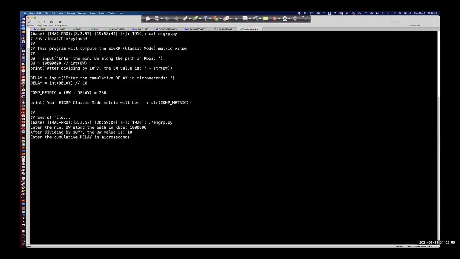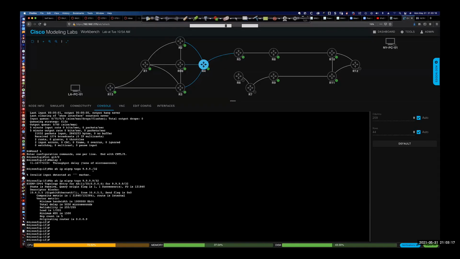And you can see here, after dividing by 10 to the 7, the bandwidth value is 10. And then the cumulative delay in microseconds was 50/50. And what is the value we get? 131840. And that should look very, very familiar, because there it is right there. Now, you might hear that referred to as the feasible distance. It is not. It's the computed distance.